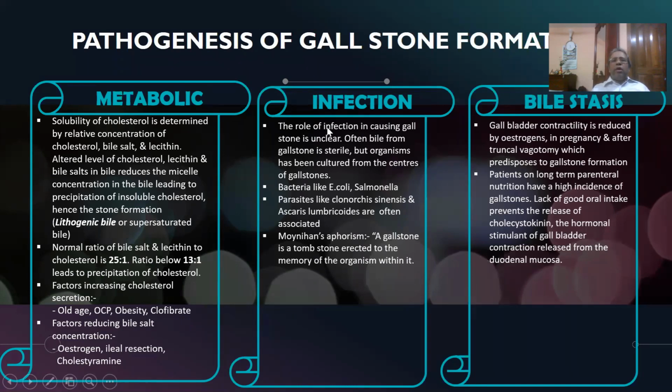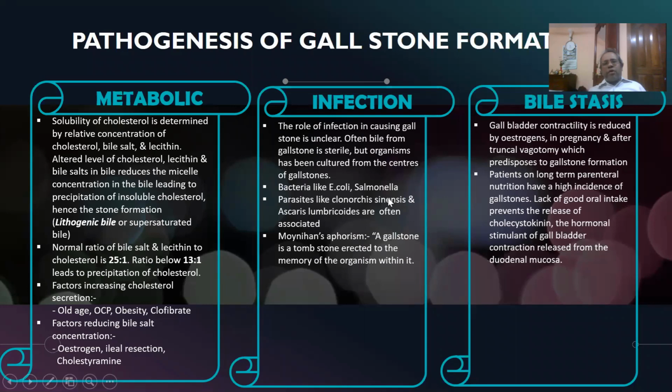What about the infection? The role of infection in causing gallstone is unclear. Often bile from gallstone patients is sterile, but organisms have been cultured from the center of the gallstones. Bacteria like E. coli and Salmonella may be present, and parasites like Clonorchis sinensis and Ascaris lumbricoides are often associated. Moynihan's aphorism: a gallstone is a tombstone erected to the memory of the organism within it. That means within the gallstone, there is a central nucleus of the organism.